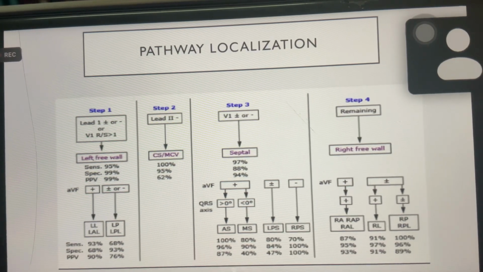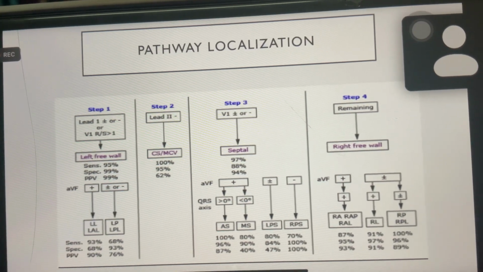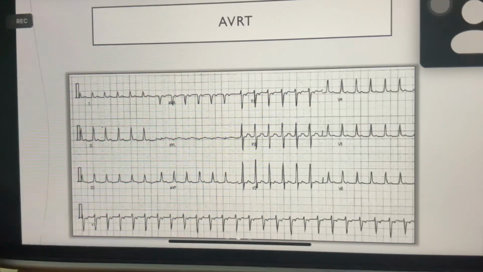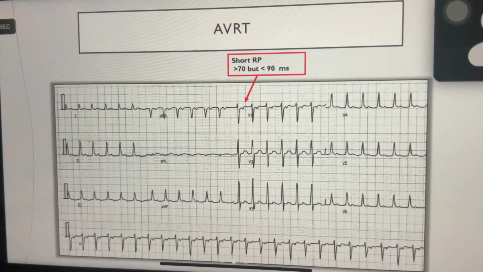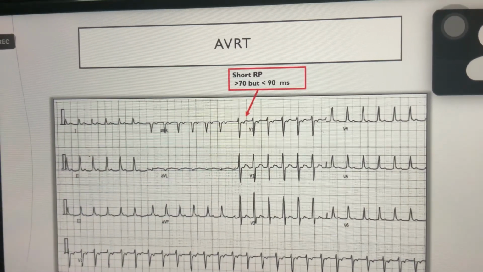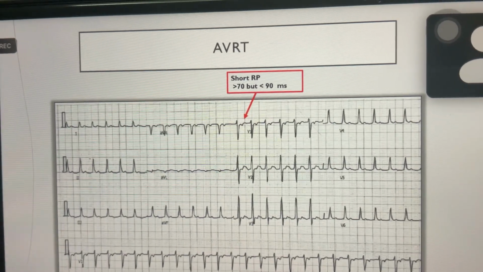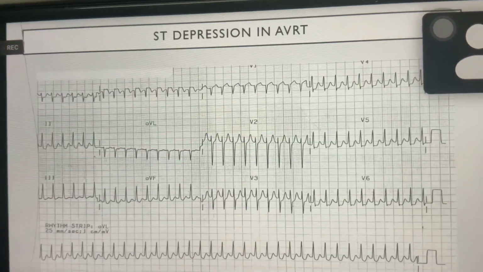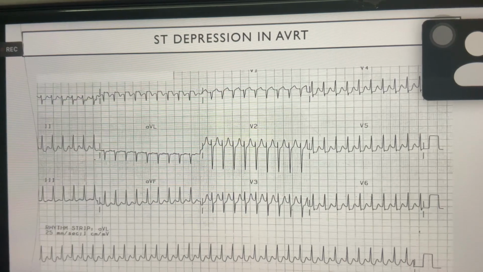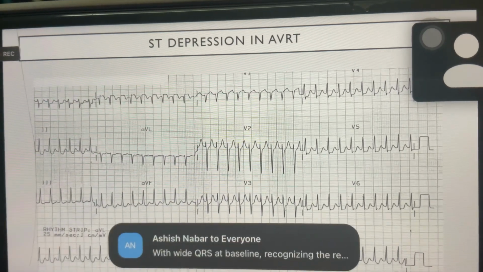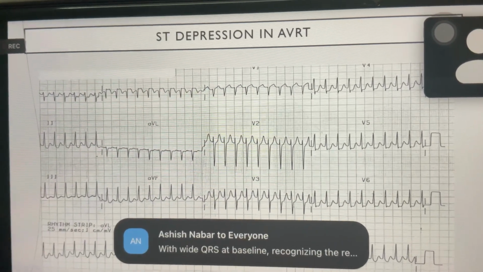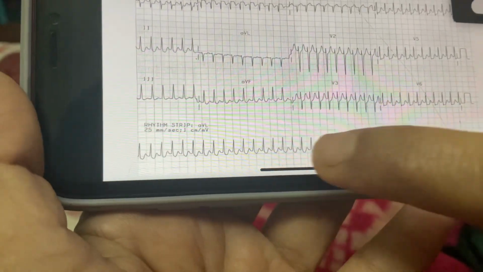So this is an AVRT, because you have a P wave that is well visible, and you have an RP which is more than 70 ms, 90 ms being a differentiation, which is a very, very important feature. Important is that ST depression does take place in these tachycardias in AVRT. Like in AVRT, you should remember pseudo S, pseudo R. In AVRT, ST depression tends to set in.